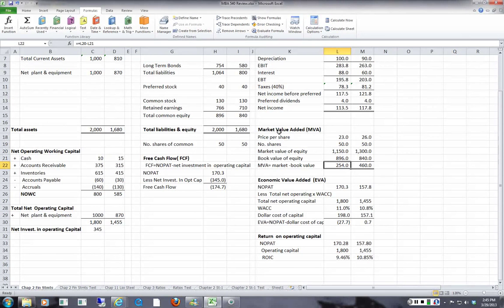These EVA, economic value added, and MVA, market value added, are very important, and so is NOPAT and free cash flow. Those are new concepts which we're going to talk more about, and they're very important in how a business is evaluated and how we're going forward.